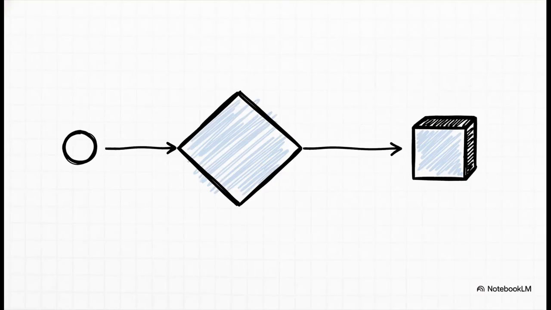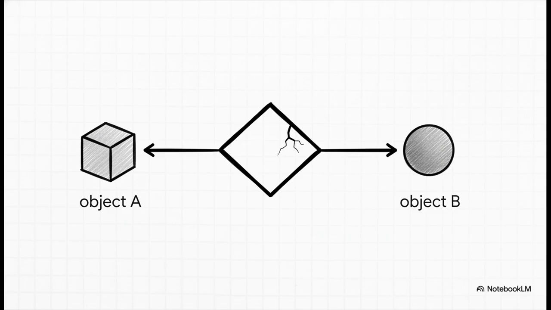So, picture this. Your code needs to create an object. Simple enough, right? You write a clean, straightforward conditional. If some condition is true, you create object A. It works, it's direct, and honestly, it seems completely harmless.